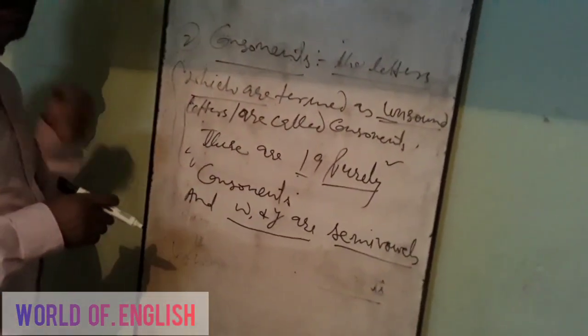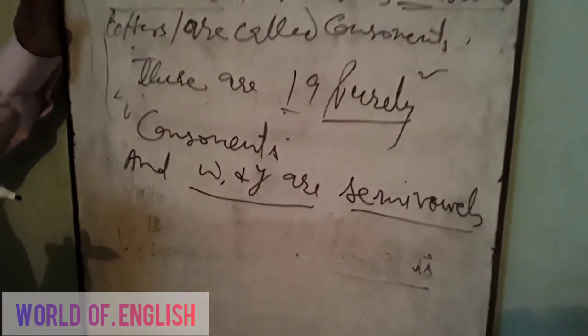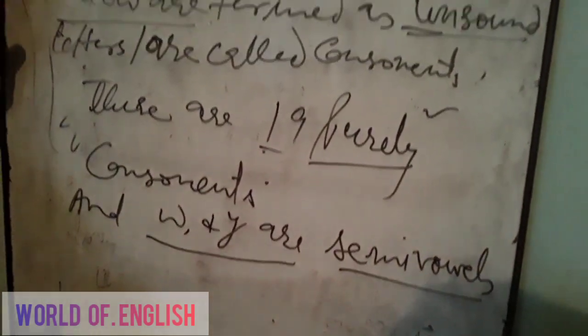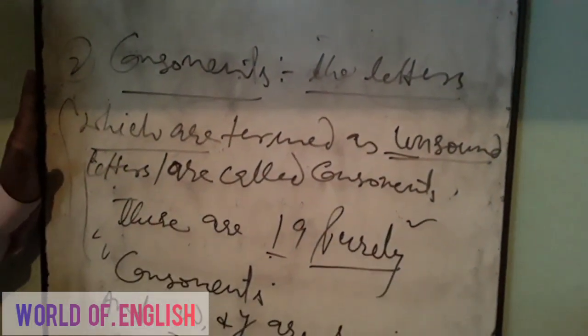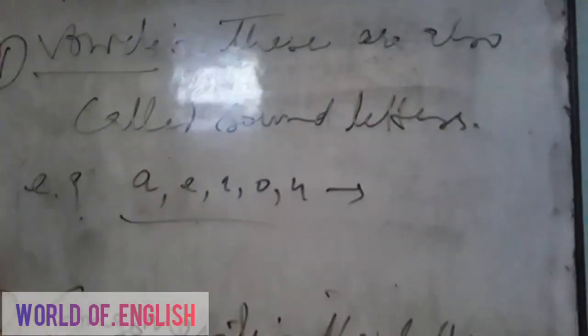Why are they called semi-vowels? Because sometimes they act as vowels and partly they act as consonants.